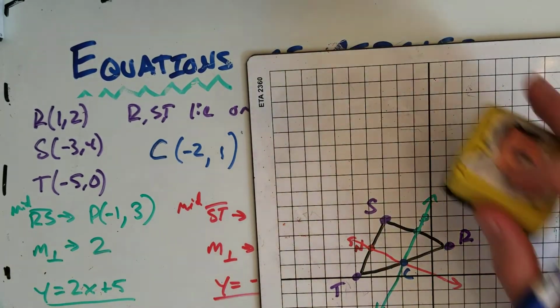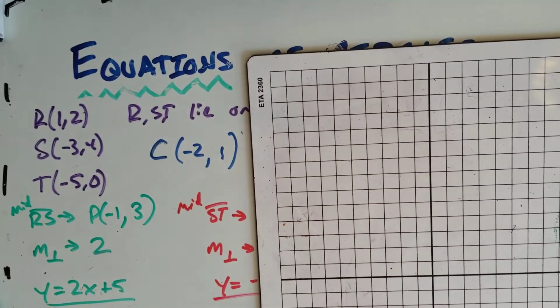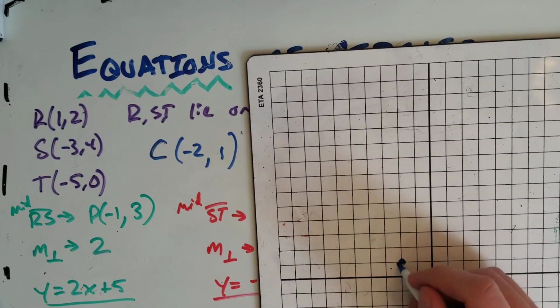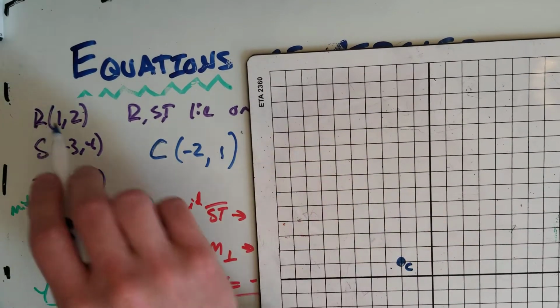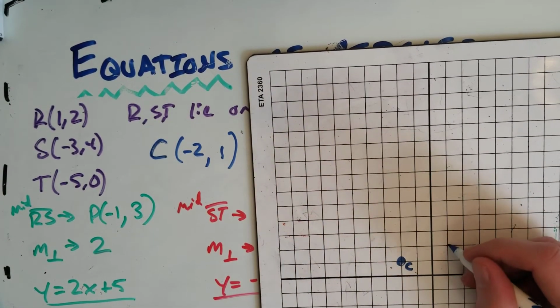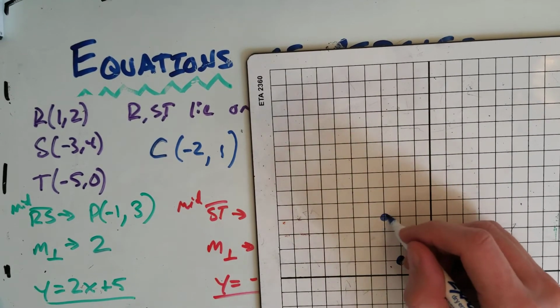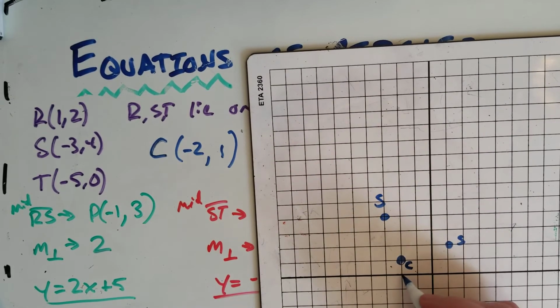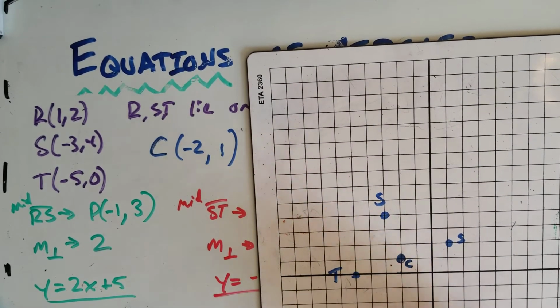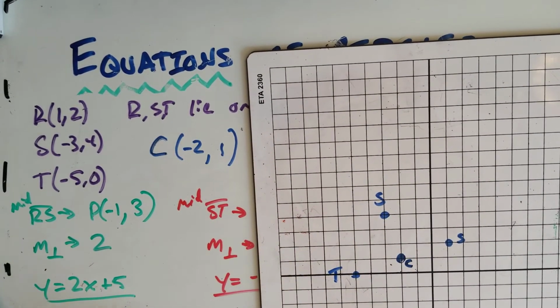I'm going to clean this up now, if we want to graph now as well. Our center is negative 2, 1. We have R is 1, 2. S was negative 3, 2, 4. And T was negative 2, 4, 5. And if you actually look into this, you can tell they're all the same distance away.